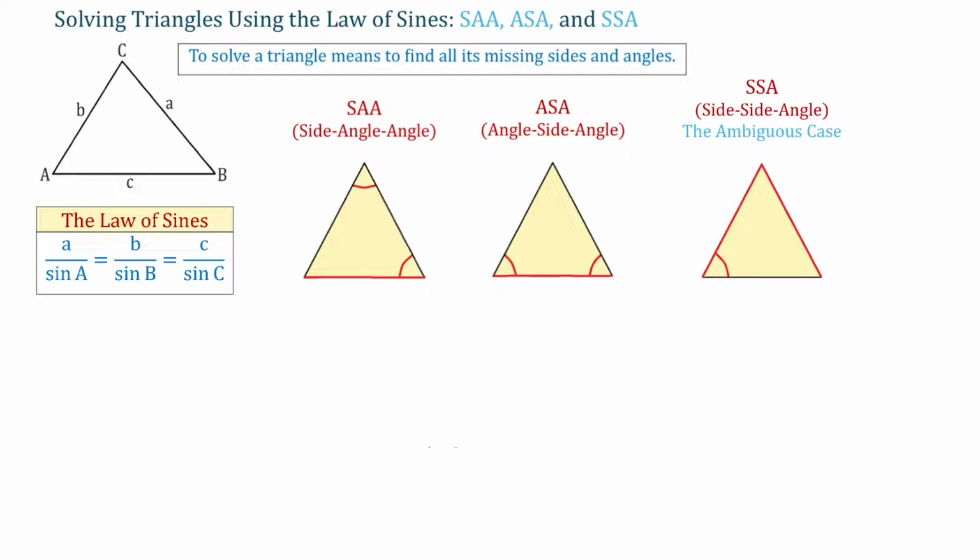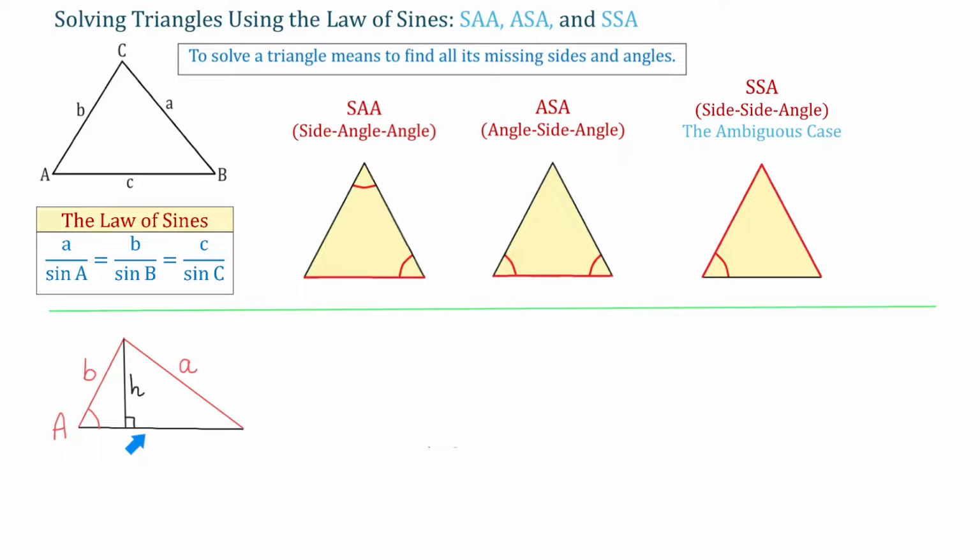With this case, we are given 2 sides and an angle that is opposite one of them. This is also called an ambiguous case because the given information may result in one triangle, 2 triangles, or no triangle at all. Below, I will explain each of these situations.